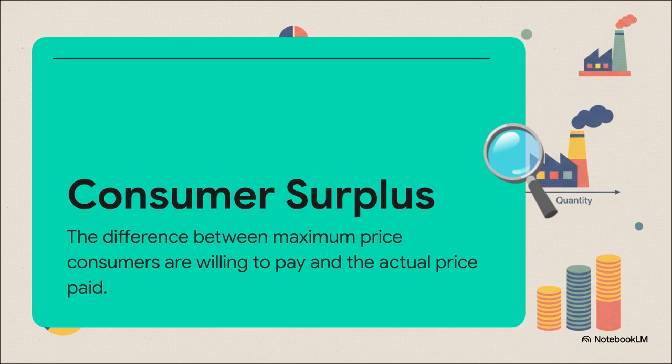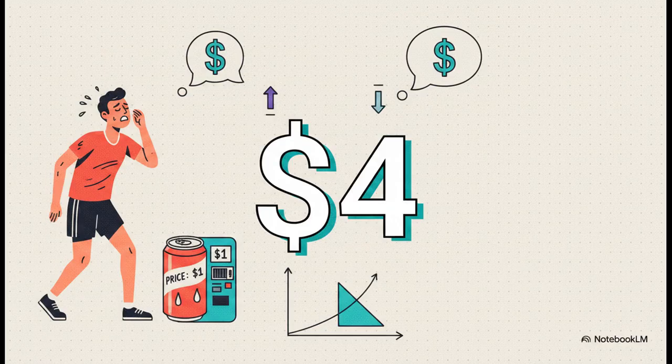You know that victorious feeling when you walk up to a register fully expecting to pay full price, but the item miraculously rings up on clearance? Yeah, that's it right there. For example, imagine you're just absolutely dying of thirst after a long run. You'd probably be totally willing to pay $5 for an ice-cold soda. But when you finally get to the vending machine, it only charges you $1. Your consumer surplus in that exact moment is a very tangible $4.